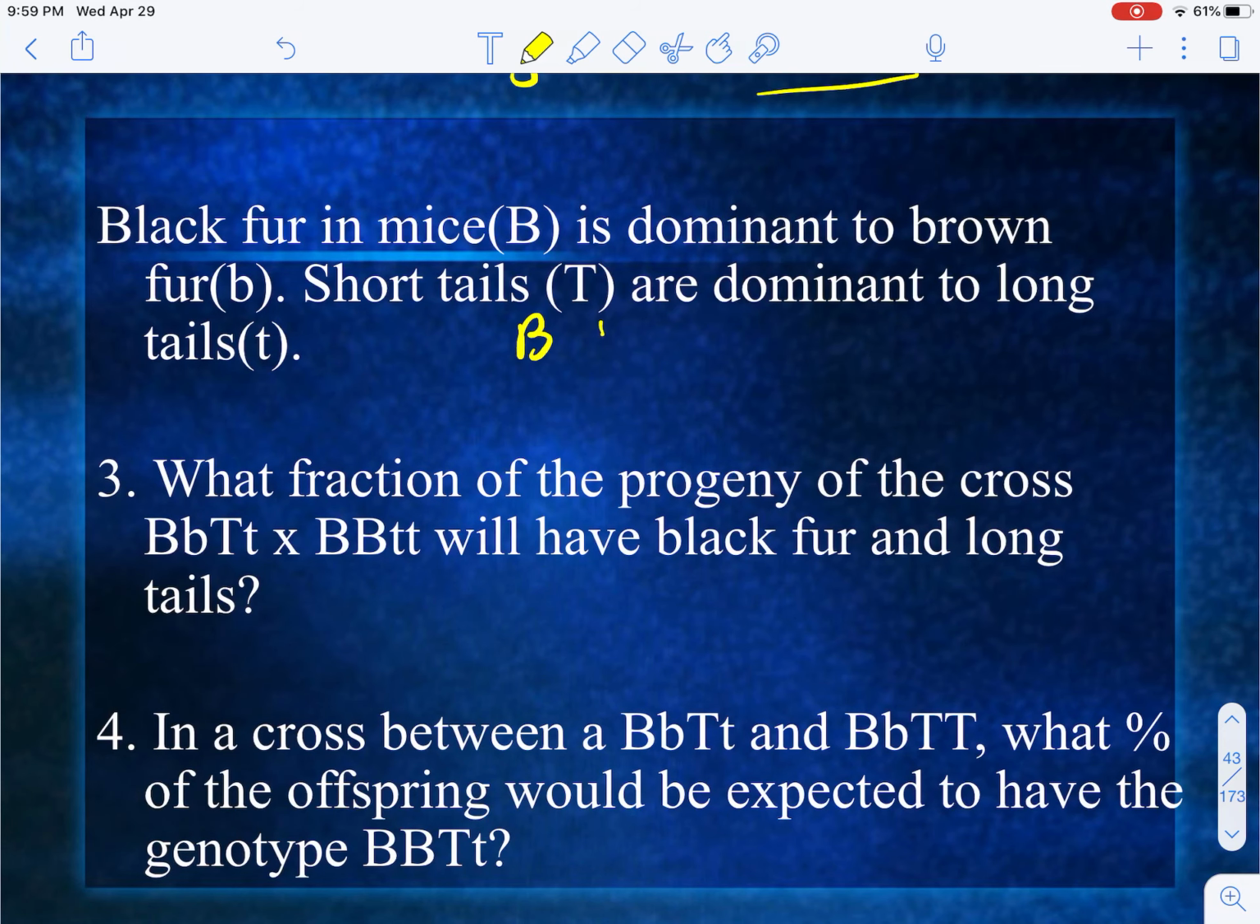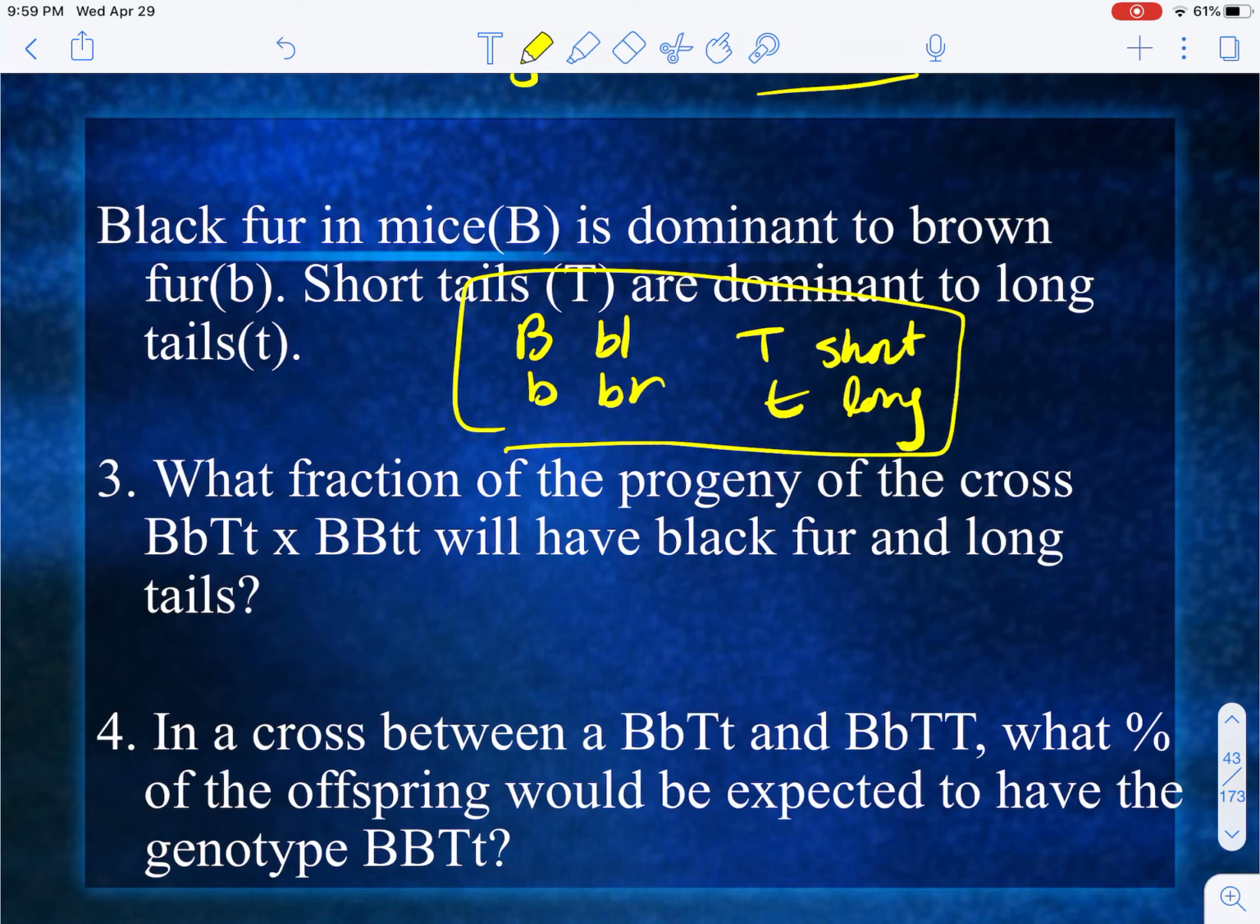With the black mouse question here, when you check out what they're telling you for a legend, write it out anyways. Black is the big B, brown is the little b, and big T is for the short tail, and little t is for the long tail, and there is your legend to use for the cross.